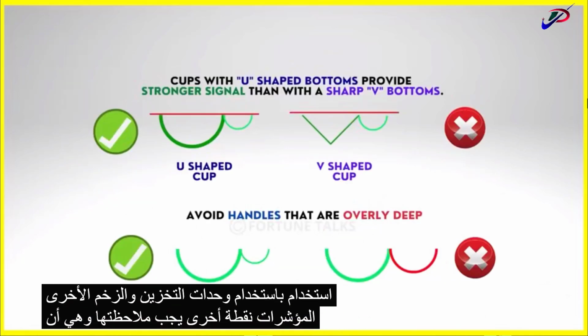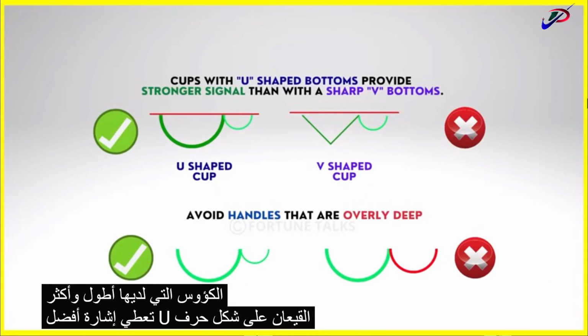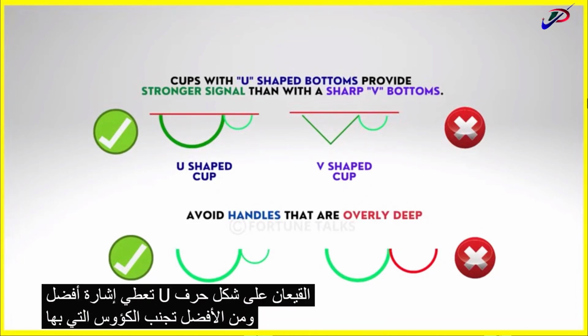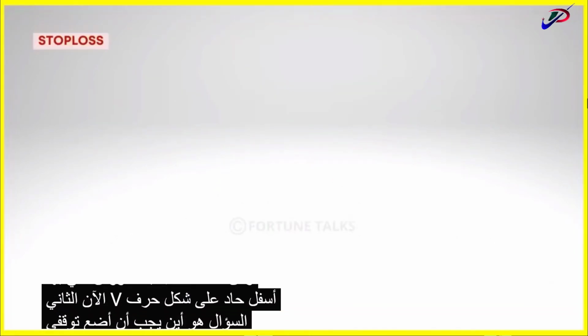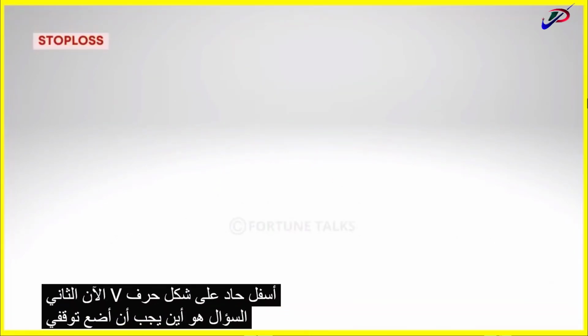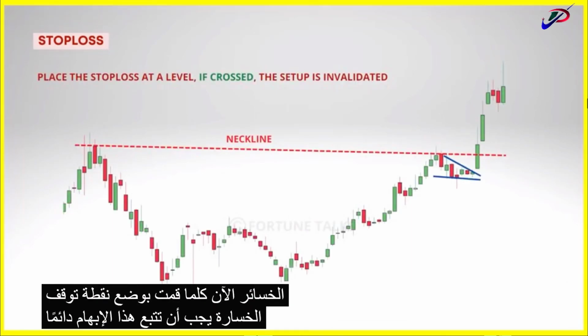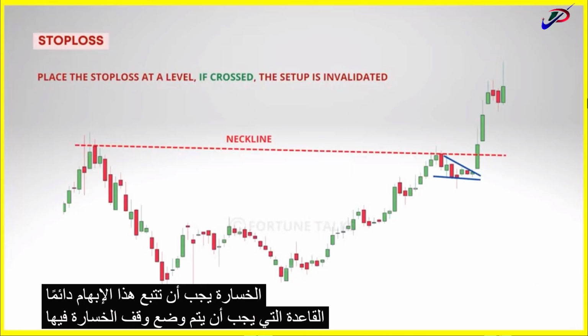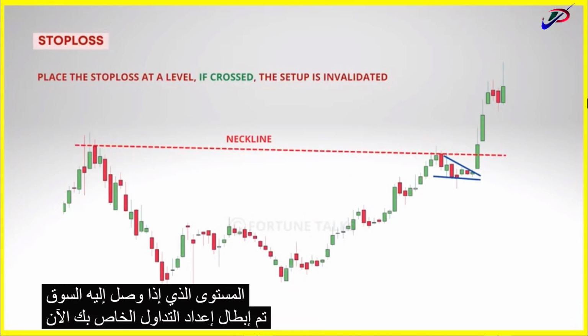Another point to note is that the cups that have longer and more U-shaped bottoms give a better signal, and it is better to avoid the cups with a sharp V-shaped bottom. Now the second question is, where should I set my stop losses? Whenever you place a stop loss, it should always follow this thumb rule. Your stop loss should be placed at a level where if the market reaches it, your trading setup is invalidated.